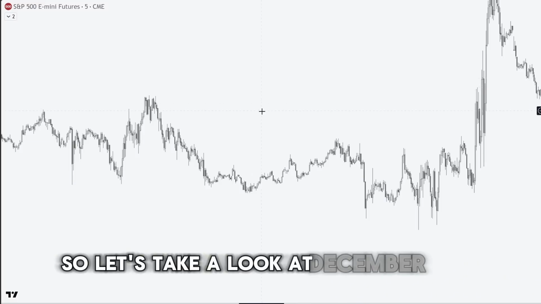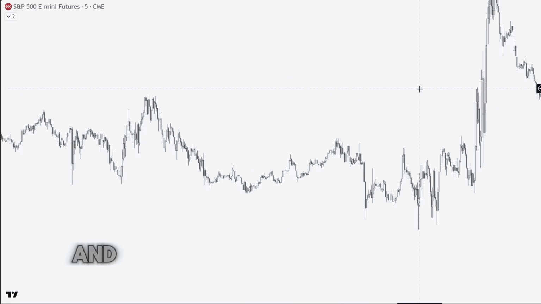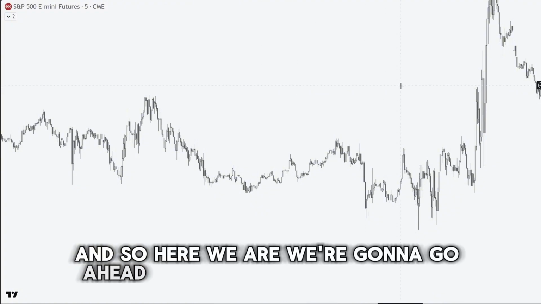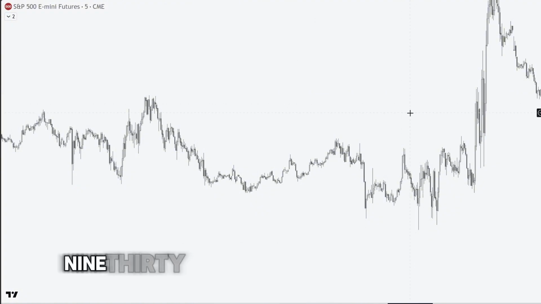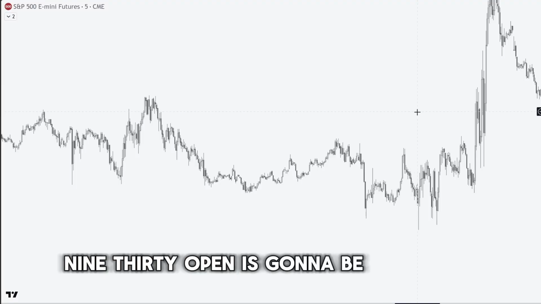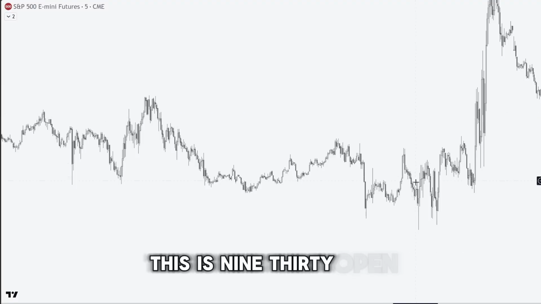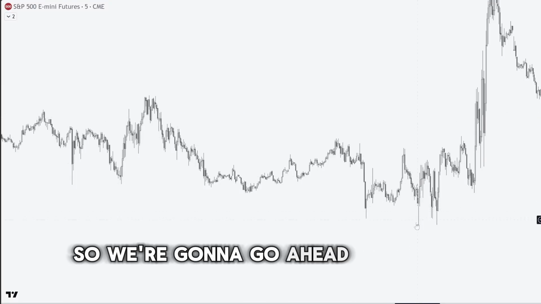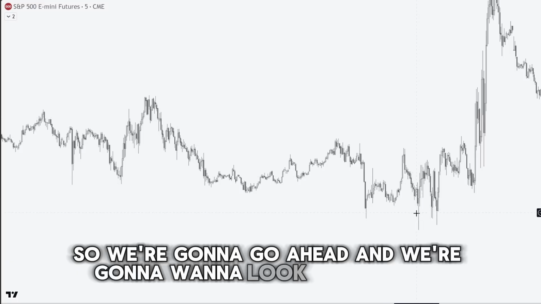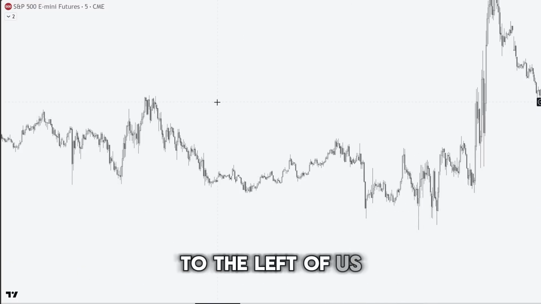So let's take a look at December 10th. And so here we are. We're going to go ahead and look at December 10th. 9:30 open is going to be right here. This is 9:30 open. So we're going to go ahead and we're going to want to look for liquidity to the left of us.